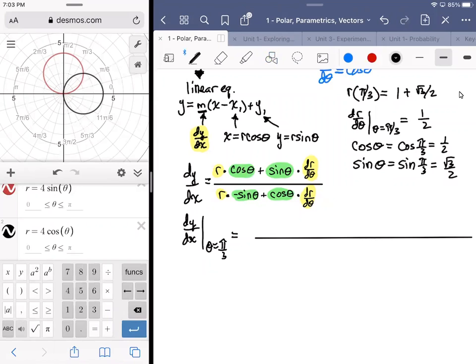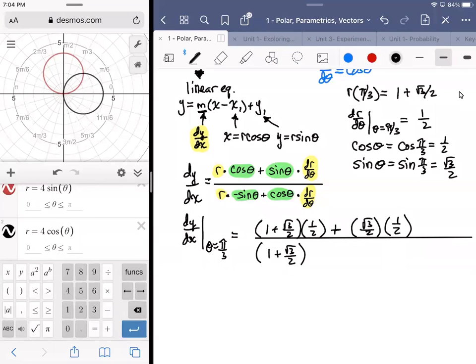So, 1 plus root 3 over 2. Cosine theta we know is 1/2, plus sine theta, rad 3 over 2, times 1/2. I'm going to trim down my fraction bar in a sec. I don't know what the bottom's going to shape out to be, so I'm going to leave it for a minute here. 1 plus rad 3 over 2.